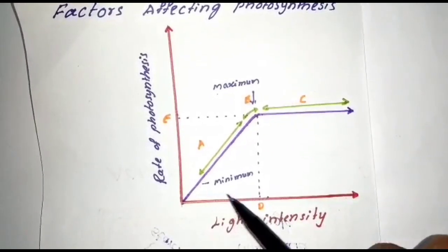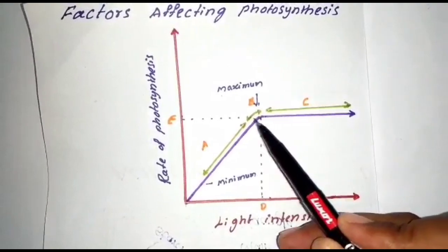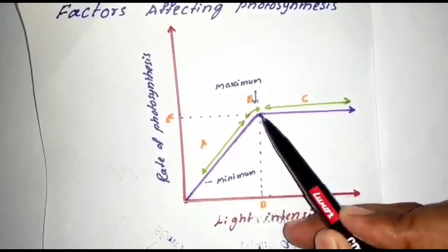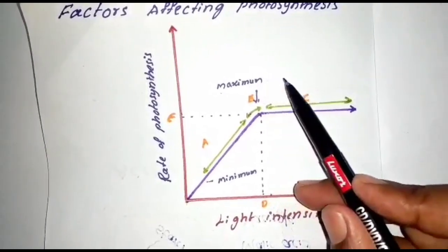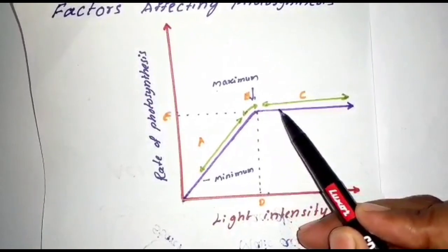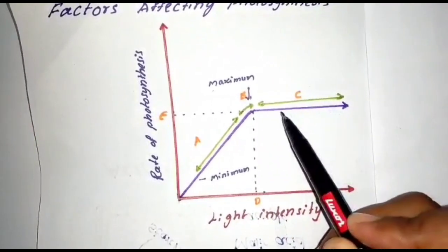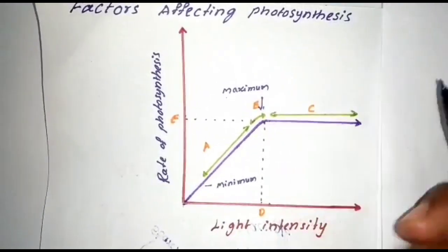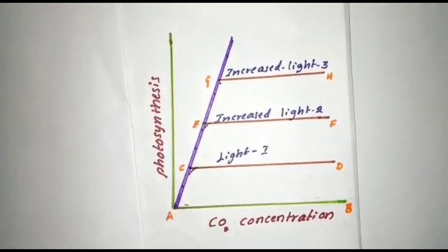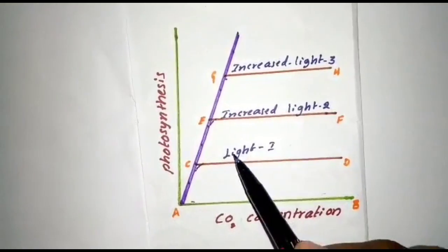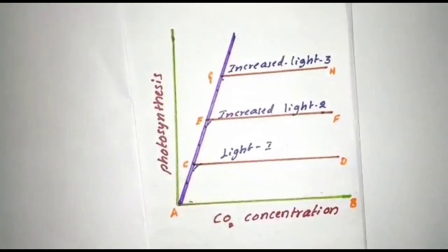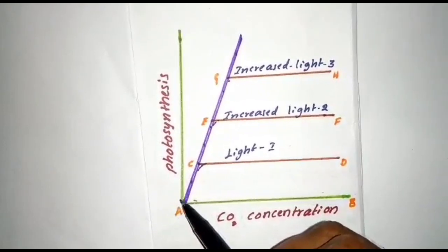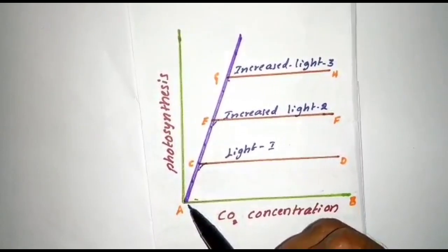When the light intensity is increased, the rate of photosynthesis is maximum and the availability of carbon dioxide is also maximum. In the condition where the light intensity is increased but the level of carbon dioxide does not increase, the rate of photosynthesis will be constant. Between light intensity and carbon dioxide availability, carbon dioxide is acting as the limiting factor. This second graph explains the relation between light intensity and carbon dioxide. Here at point A, the light intensity is minimum and the availability of carbon dioxide is minimum. The rate of photosynthesis is 0.